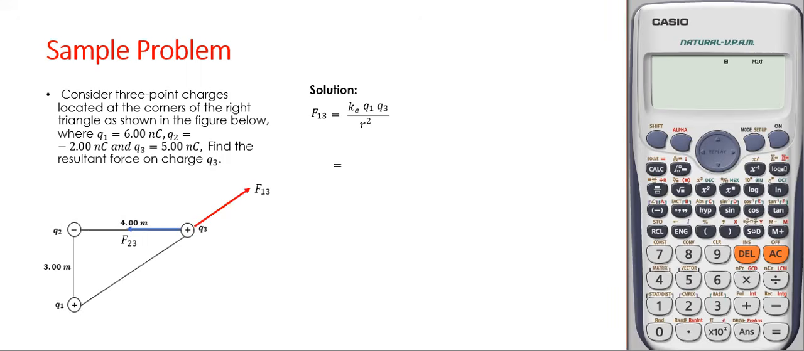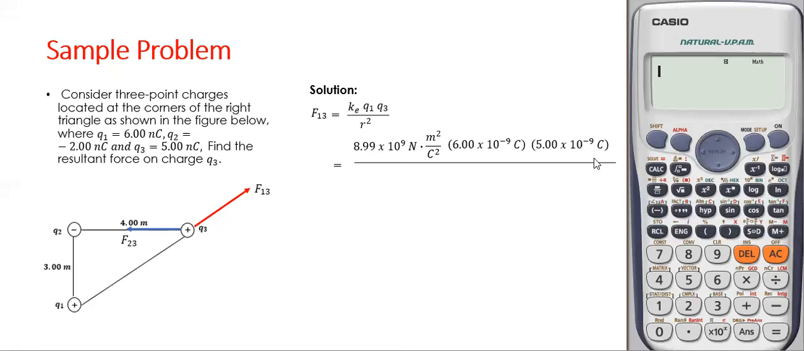Now let's plug in the values. For the Coulomb constant Ke, we have 8.99 times 10 raised to 9 Newton meter square per Coulomb squared, multiplied by the magnitude or absolute value of charge Q1, which is equal to 6 times 10 raised to negative 9 coulomb. And then, multiplied by charge Q3, 5 times 10 raised to negative 9 coulomb. So again, absolute value po ang gagamitin natin. Divided by the distance between Q1 and Q3.